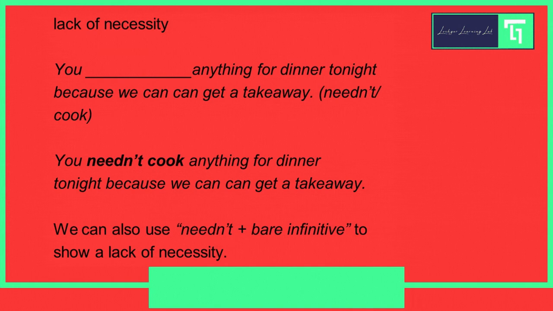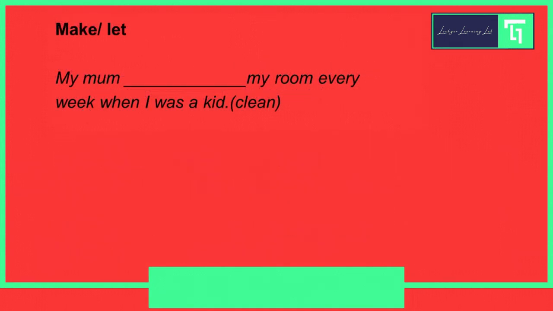Now here it's a little bit more of a modal verb because we don't use an auxiliary verb. You go directly to needn't and then the infinitive without to. So this is a modal verb, all right? The other one was more like a semi-modal verb, and this is a real modal verb because we don't use an auxiliary verb. Then we've got make and let. So let's have a look at these.